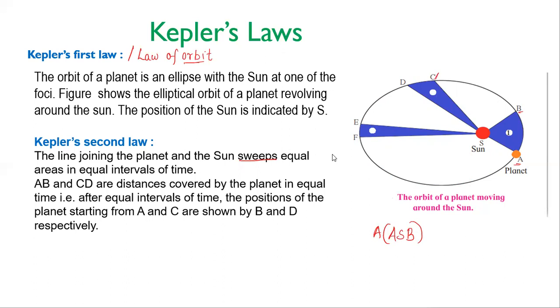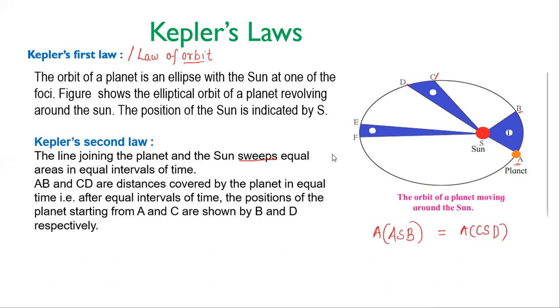Now this is the position of the planet, C. After 24 hours, again we are calculating the area covered. After 24 hours, it reaches the point D, and the area covered by the planet with the sun is CSD. It is found that these two areas are equal. The time interval is equal, and within this time interval, the area covered by the planet is equal. This is called Kepler's second law.